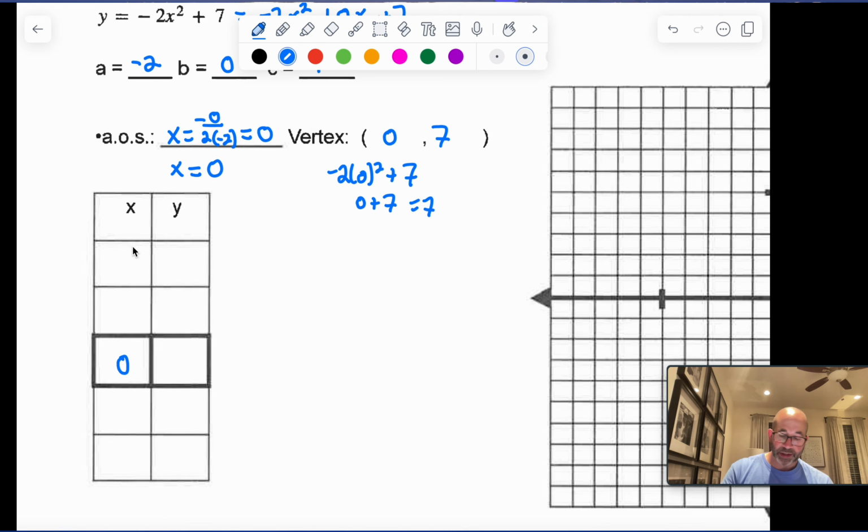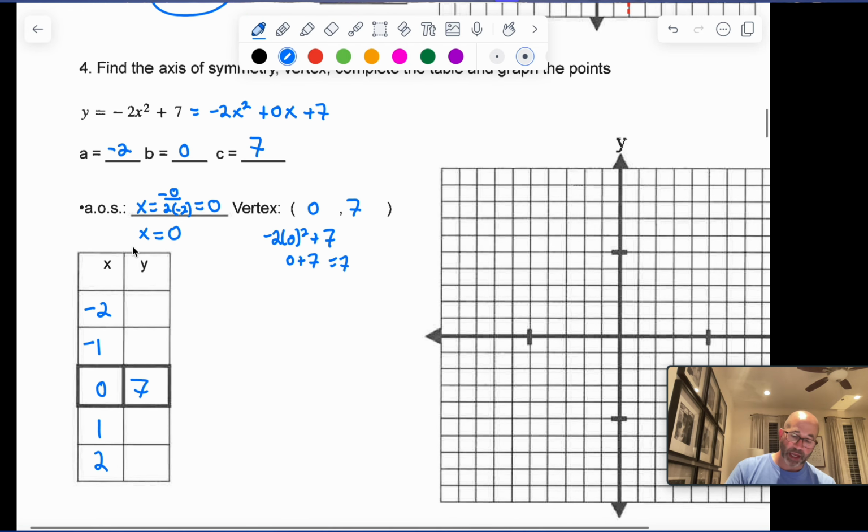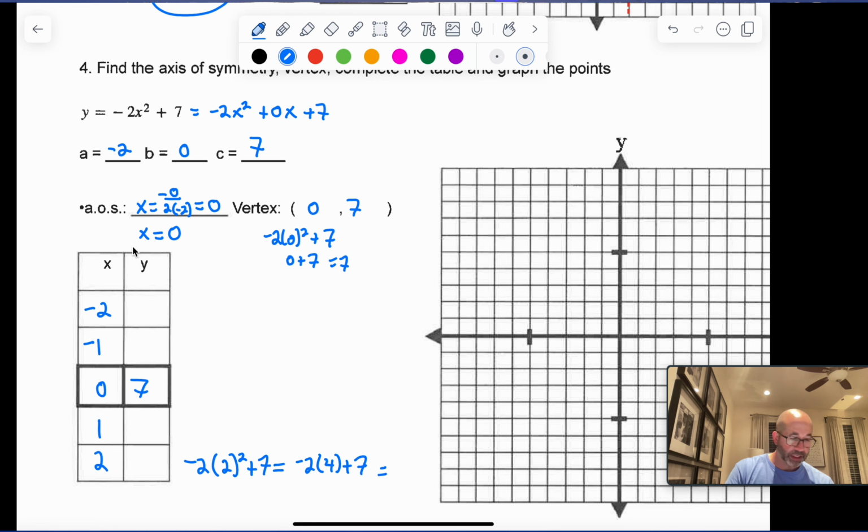We're going to plug our vertex in the middle of this. We're going to go 2 down and 2 up from there. So there'll be negative 1 and negative 2, and then positive 1 and positive 2. Let's go ahead and substitute these values in to see if we can get some actual y values. So we'll have negative 2 times 2 squared plus 7, which means that this will be negative 2 times 4 plus 7, which will equal a negative 1. And whatever we get there, it should be the same thing on the other side.